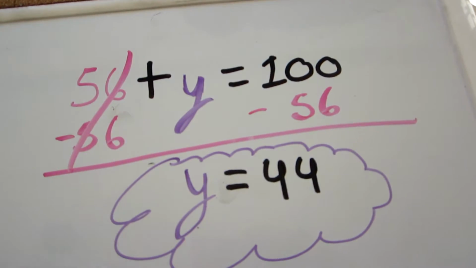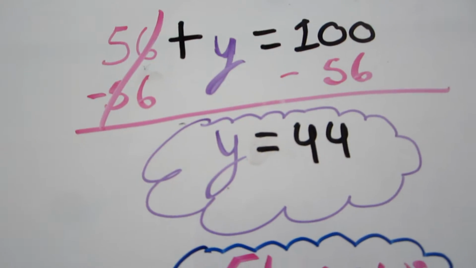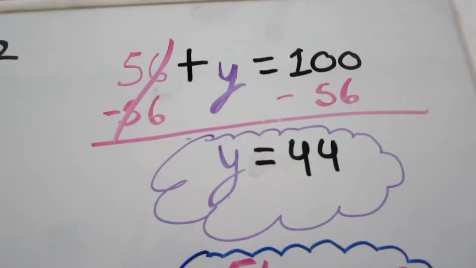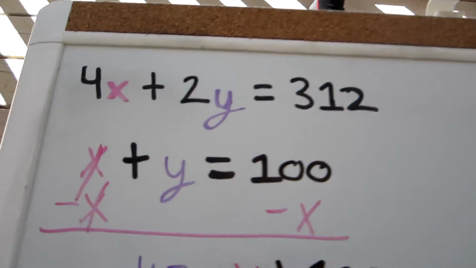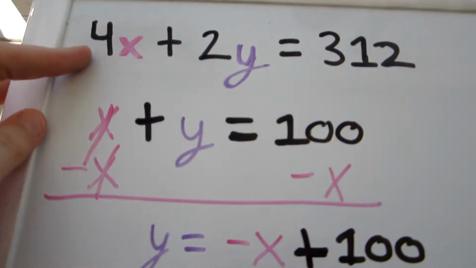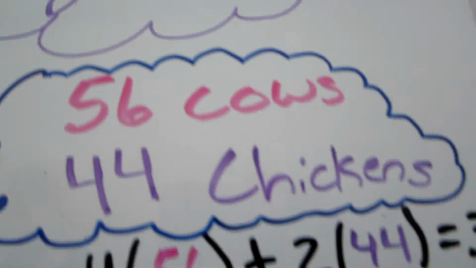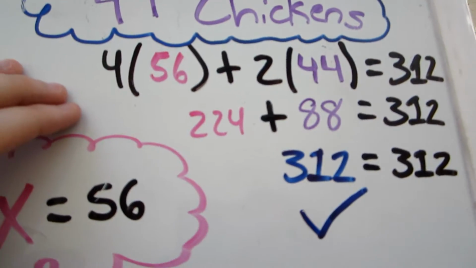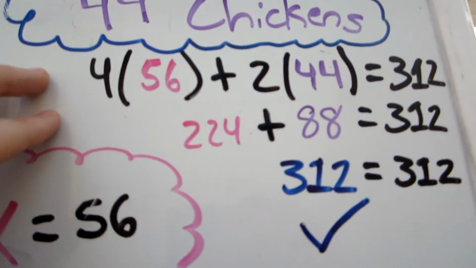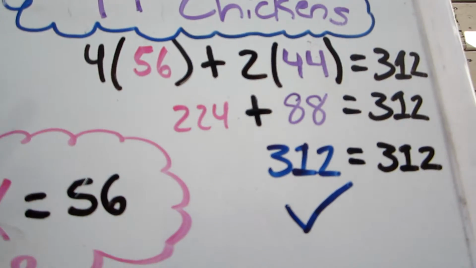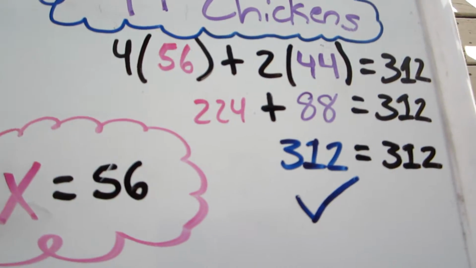So it's as simple as just plugging in the number that you now have for x and then solving for y. Typically the best thing to do after you get this is to plug it into the very first equation, the one that you did not change, and make sure that both those variables give you 312. So 4 times 56 plus 2 times 44 equals 312, is 224 plus 88 equals 312. 312 does in fact equal 312.